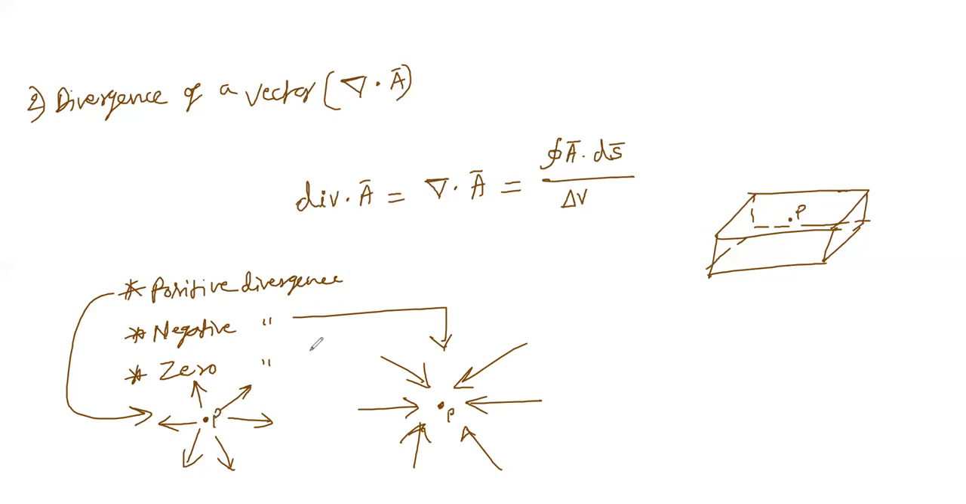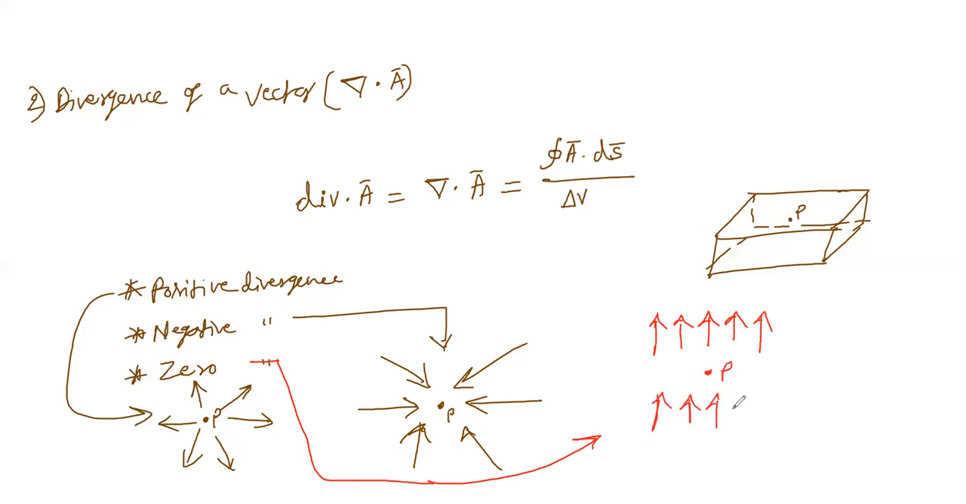Now the other one, that is zero divergence. Zero divergence looks like this, where you have equal in and equal out with respect to point P. This is called zero divergence. Hope all of you got this point.